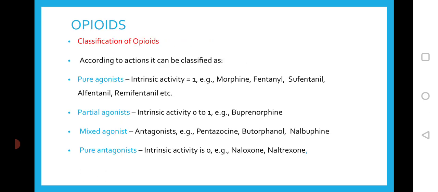Opiates. Classification of opiates. According to action, it can be classified as pure agonist, intrinsic activity 1, for example morphine, fentanyl, sufentanil, alfentanil, and remifentanil. Partial agonist, intrinsic activity 0 to 1, for example buprenorphine. Mixed agonist-antagonist, for example pentazocine, butorphanol, nalbuphine. Pure antagonist, intrinsic activity 0: naloxone, naltrexone.